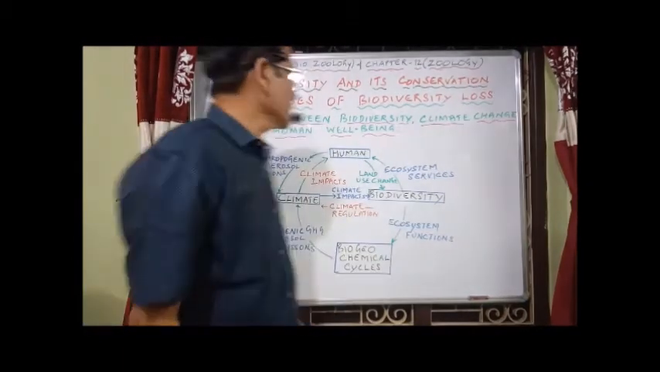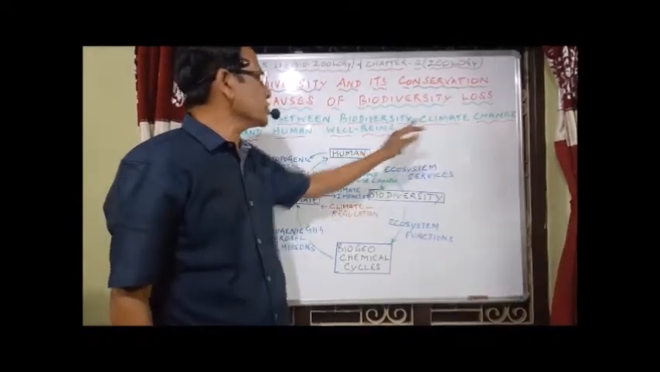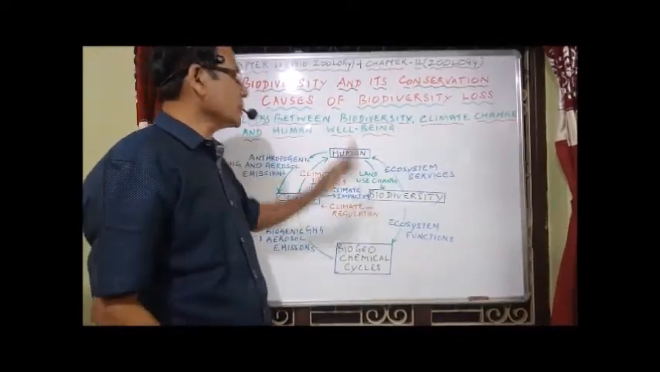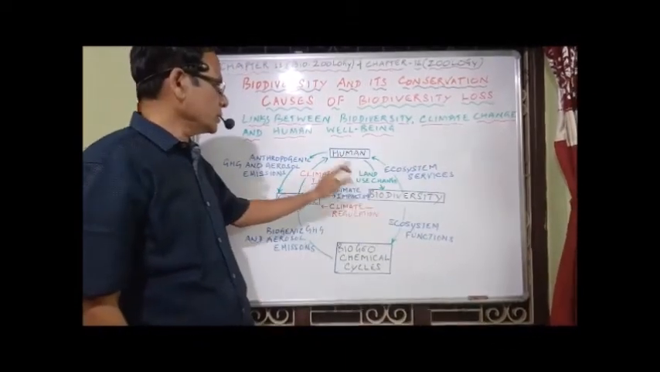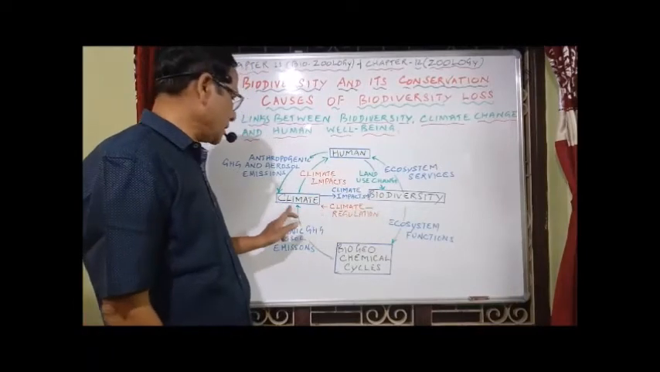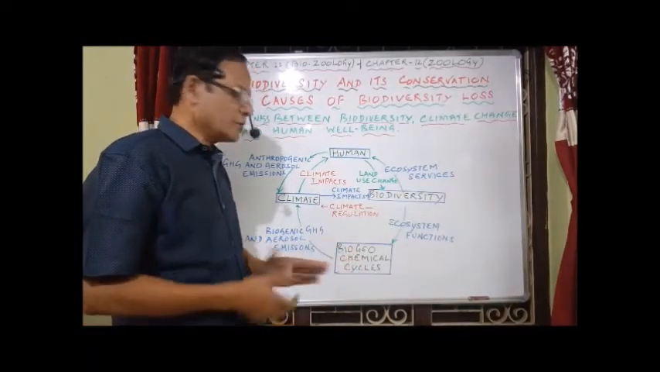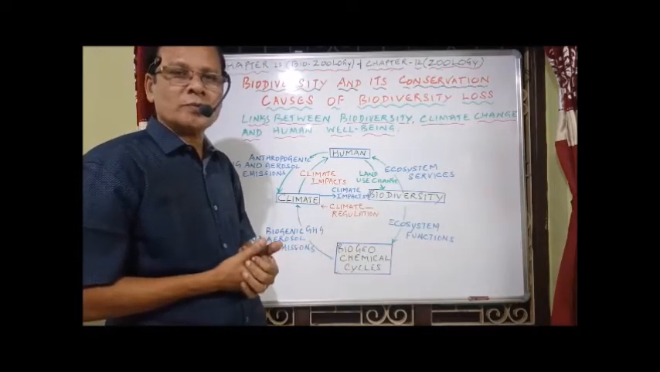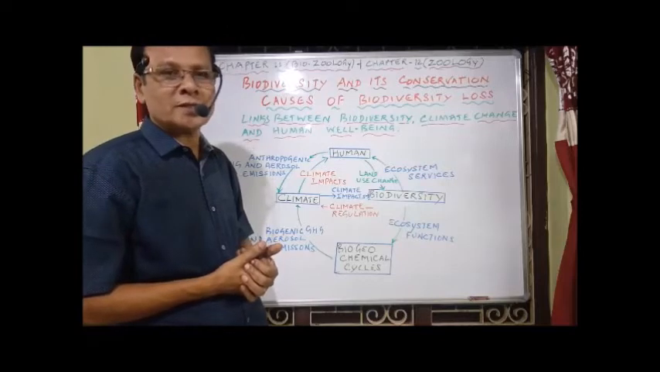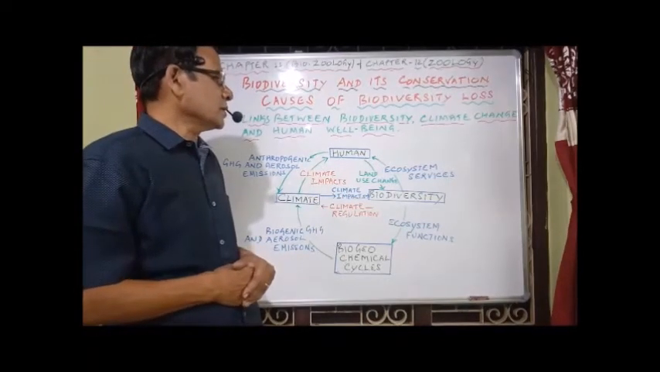Now let's see the links between biodiversity, climate change, and human well-being. I'm taking 4 units here: human, biodiversity, climate, and biogeochemical cycles. The biogeochemical cycles include the various cycles of carbon, phosphorus, nitrogen, etc. Now let's see the relationship.